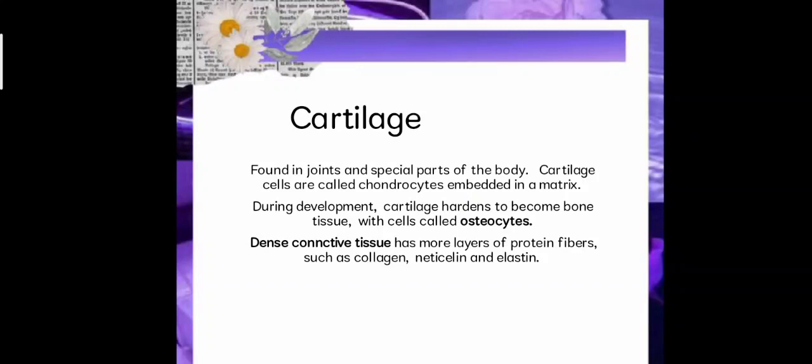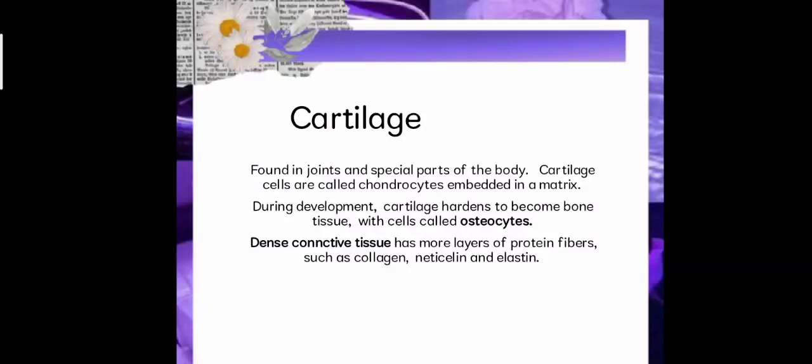Next is cartilage. This is also part of animal specialized tissue. Cartilage is found in joints and special parts of the body. Cartilage cells are called chondrocytes, embedded in a matrix. So during development, cartilage hardens to become bone tissue with cells called osteocytes. Dense connective tissue has more layers of protein fibers such as collagen, reticulin, and elastin.